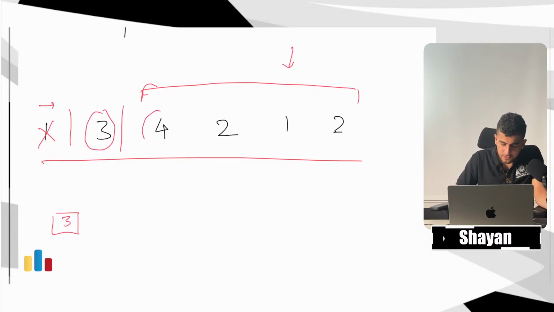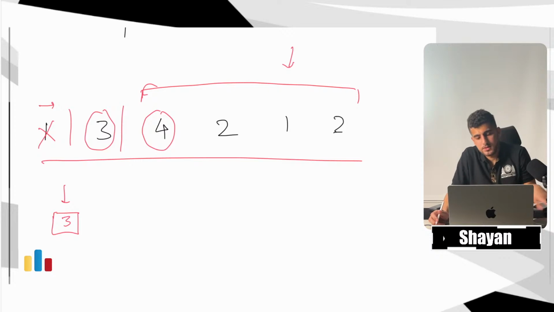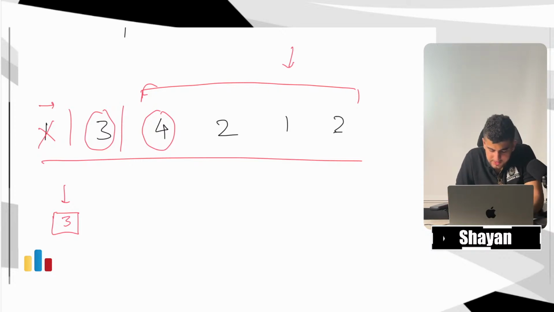Now I see this 4. Again, I see that 4 is better than 3. But this time, if I remove 3, I cannot add it back again because in the future I do not have 3. So even though this 4 is better than 3, I will not remove this 3. I will keep it because if I remove it, I cannot add it back again in the future. So 3 remains here and 4 will be added afterwards.